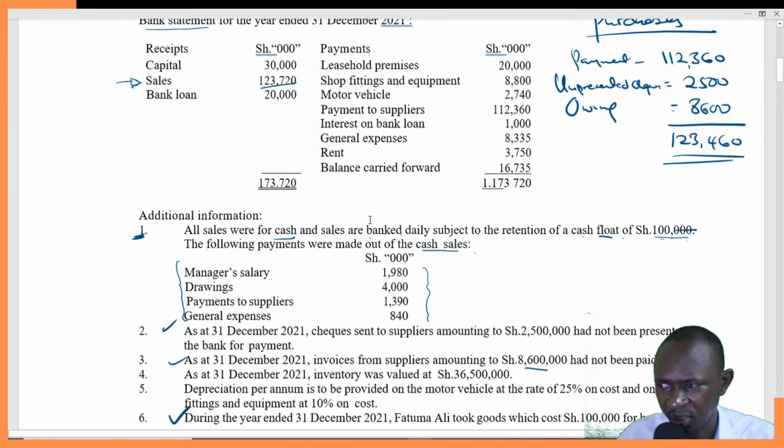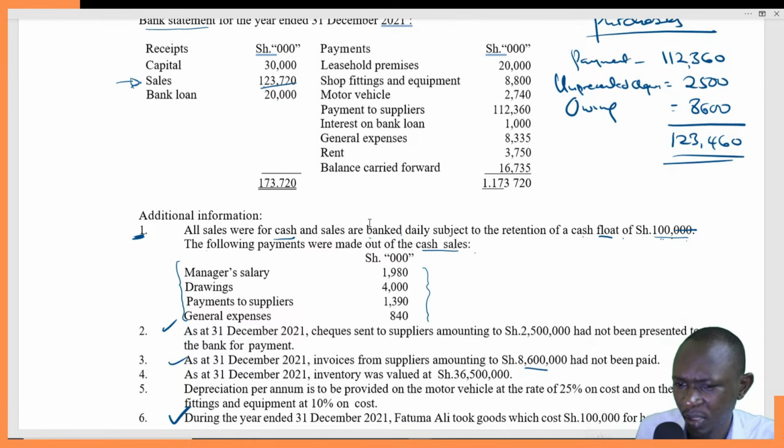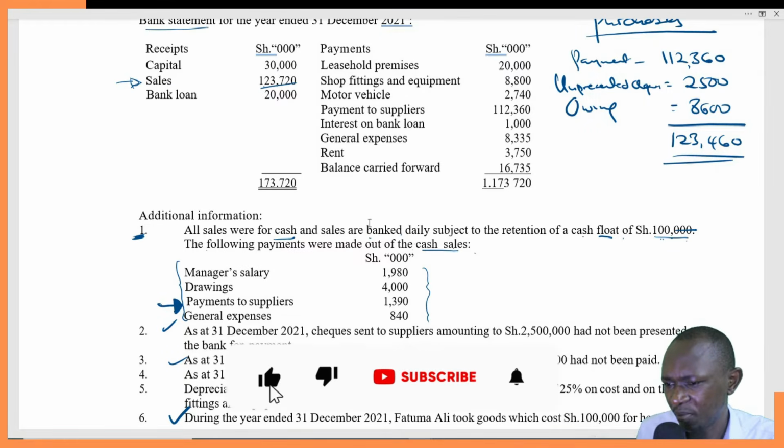Sorry, there's a mistake somewhere. There's payment to suppliers here. This is cash. Payment to suppliers. You need to be very keen. Sorry for that. There's payment to suppliers here, 1390, which you have not included.